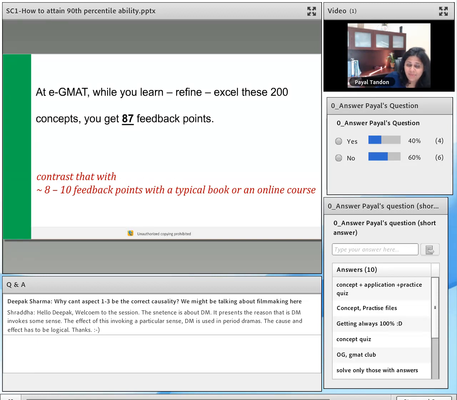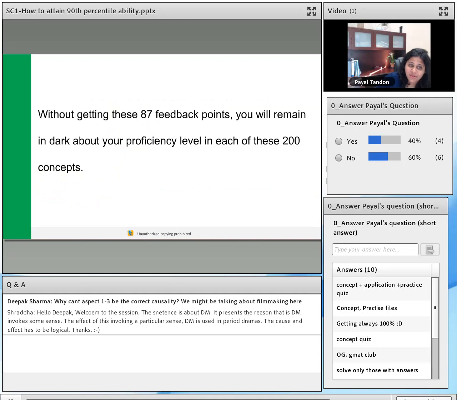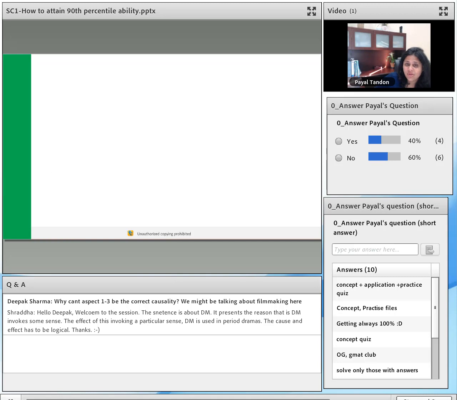Typically, when you're learning from a typical book or an online course, you get only 8 to 10 feedback points, and that too only in some books. But when you learn at e-GMAT, through these concept files, you get 87 feedback points. You utilize those feedback points to make sure that you reach the right proficiency level and you focus on the right things.